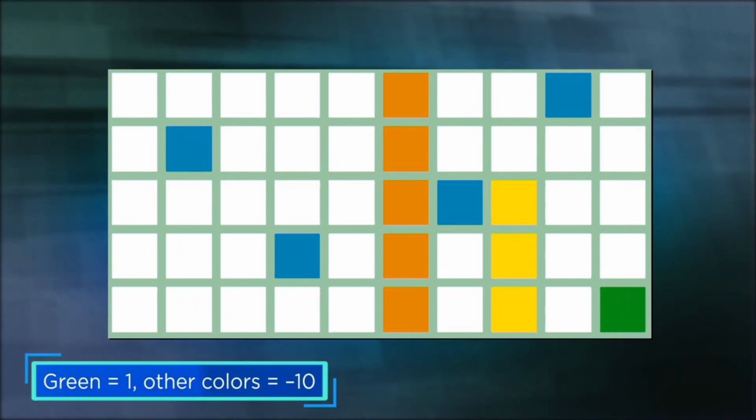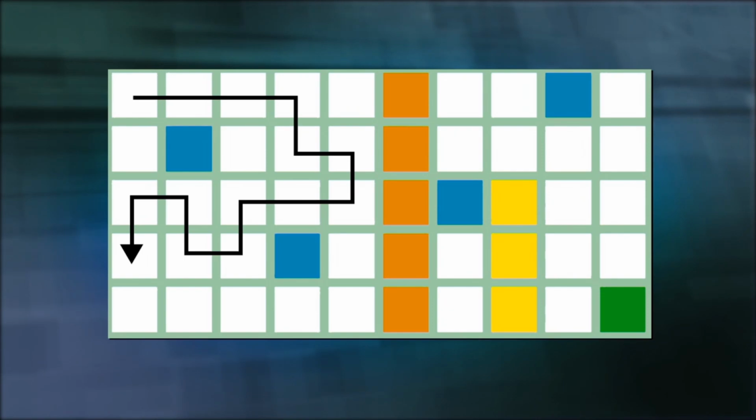What if we reprogram the reward function so that the green location is only worth 1, while the penalty for the negative colors is much larger, at -10? Well, even though the colors associated with positive and negative rewards are the same, the behavior changes. Now crossing through the orange barrier is too expensive, and the robot remains on the left side of the grid.